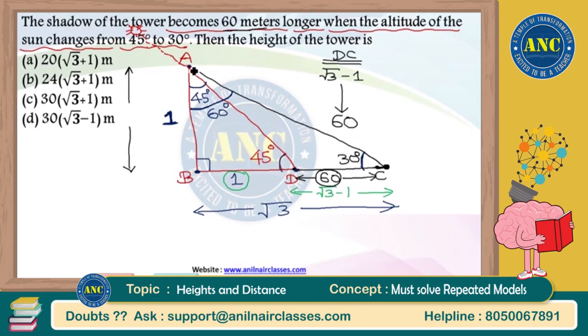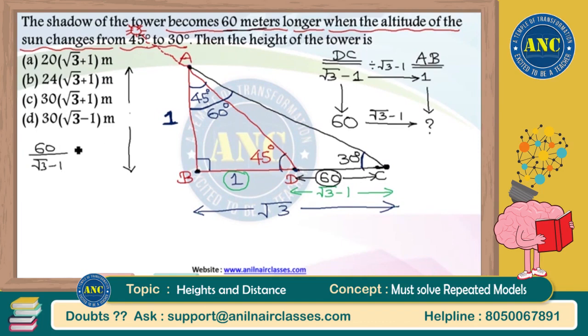Similarly, according to my assumption, AB is nothing but the height of the tower which we are finding. So AB value, according to the assumption, is 1 unit. According to the question, they are asking how many units. Root 3 minus 1 should become 1. Root 3 minus 1 divided by root 3 minus 1 is nothing but 1. 60 also divided by root 3 minus 1. So the answer for your question is 60 divided by root 3 minus 1.